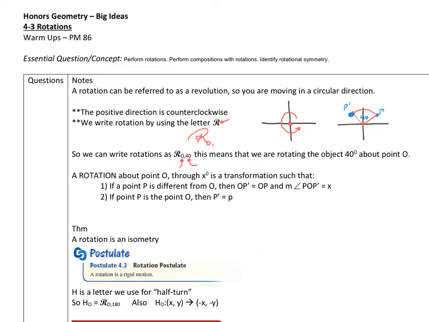Now, I don't have to rotate about the origin. I can rotate about any other coordinate. So that's something that we need to be aware of. A rotation about point O through x degrees is a transformation such that if a point P is different from O, then OP prime equals OP, and the measure of angle POP prime equals x. If point P is the point O, then P prime equals P.